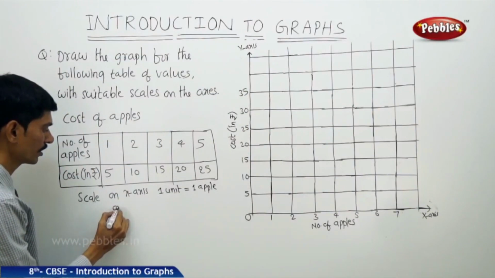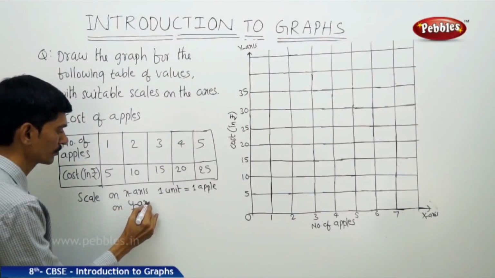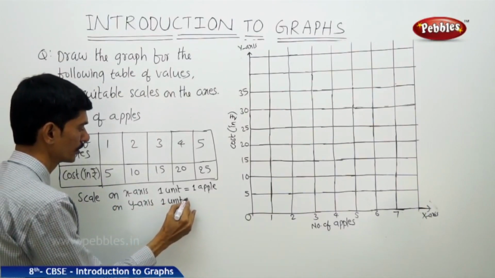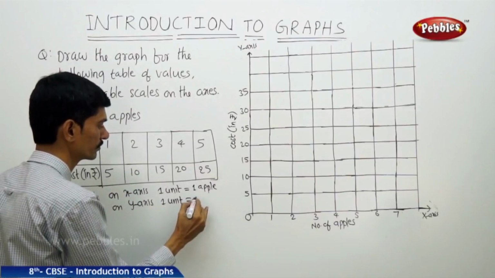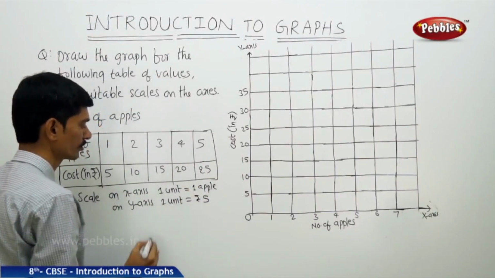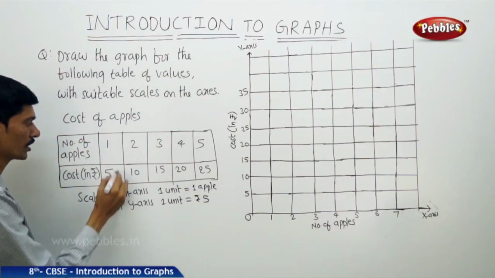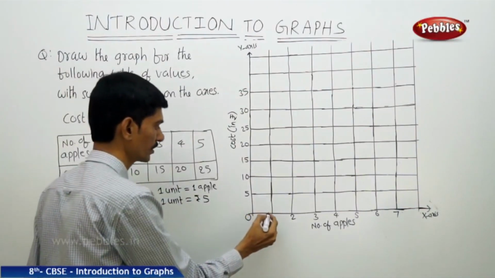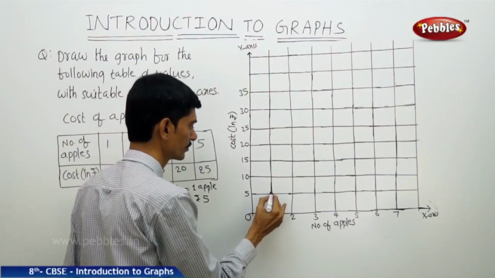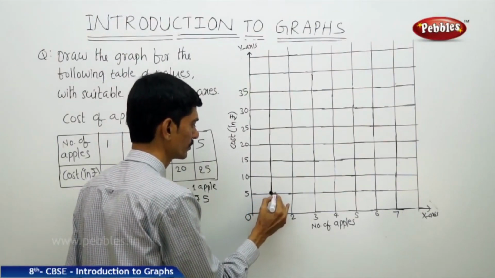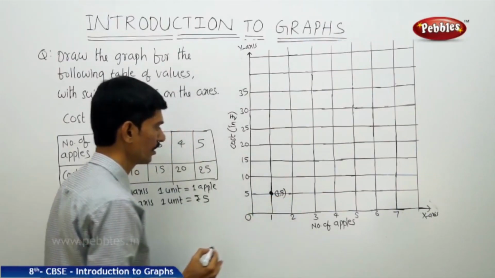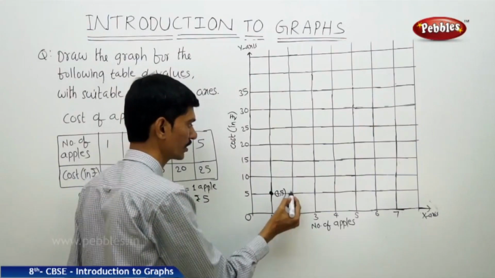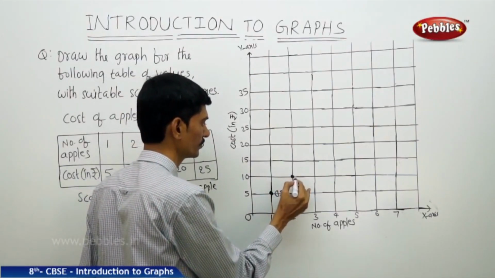Now on the y-axis, the scale on the y-axis, we can take 1 unit equals 5 rupees. So this is the scale on the y-axis. Now locate the points. The first point is 1, 5. So on the x-axis 1, on the y-axis 5. So this is the point 1, 5. And the second point is 2, 10. So on the x-axis 2, on the y-axis 10. So this is the point 2, 10.